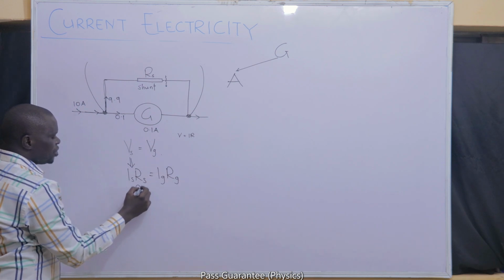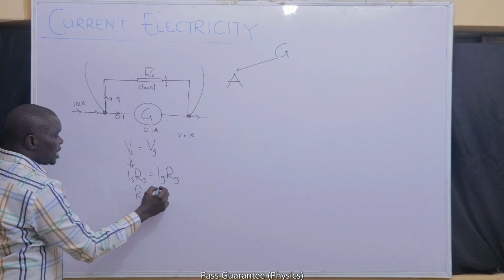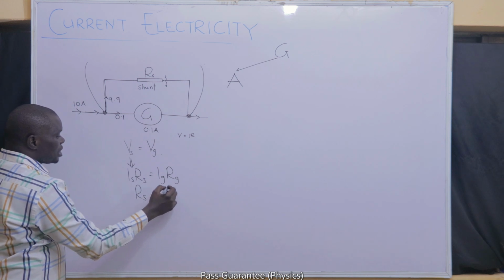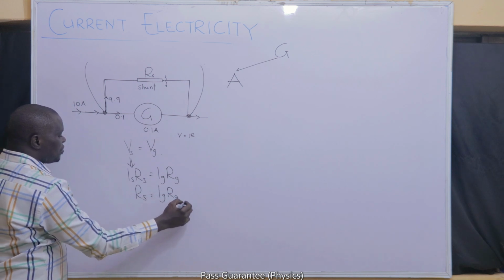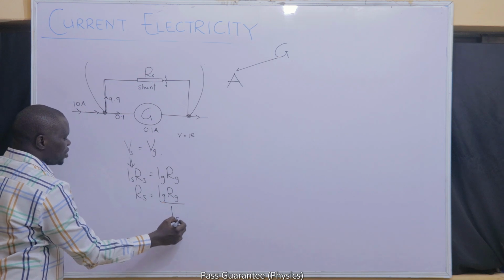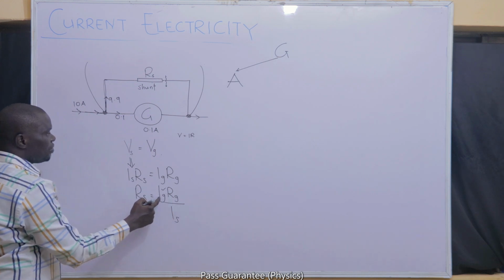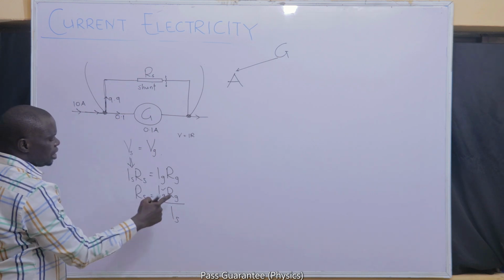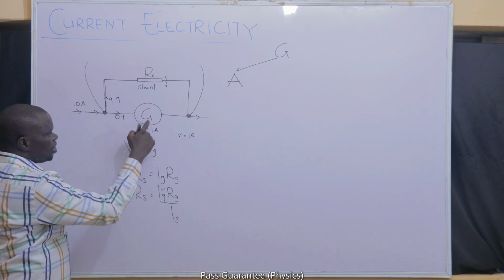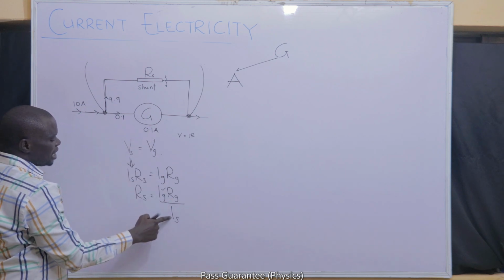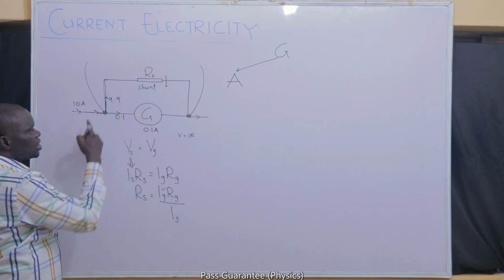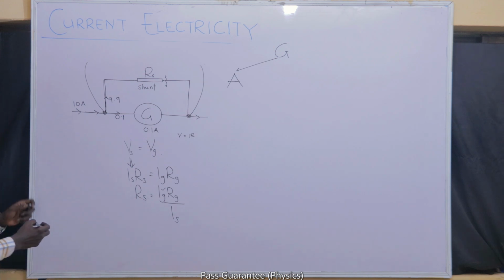The R of the shunt will therefore be determined as I of the galvanometer times R of the galvanometer, divided by I of the shunt. If I know the current passing through the galvanometer, in this case 0.1, and I'm given the resistance of the galvanometer, I'll divide by the current passing through the shunt, in this case 9.9, and it will give me the resistance of the shunt that will do this job for me.